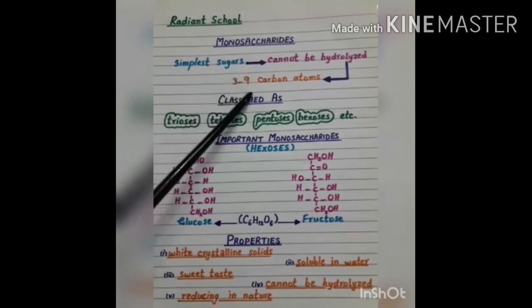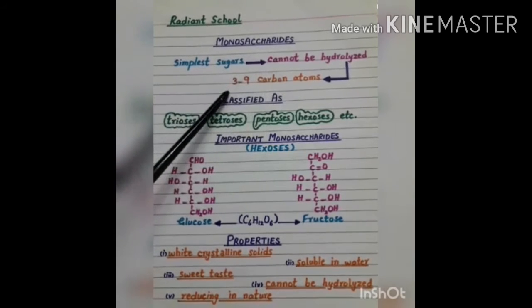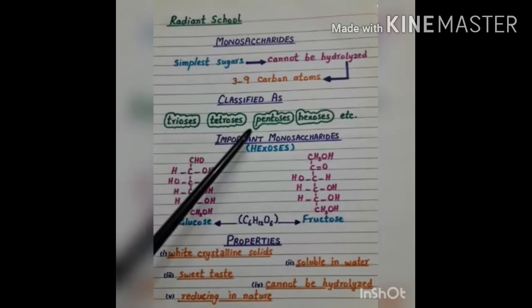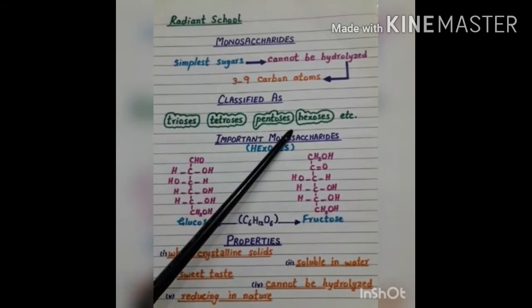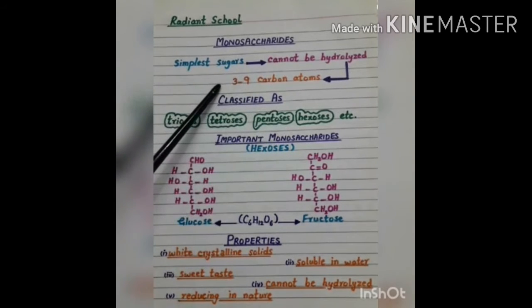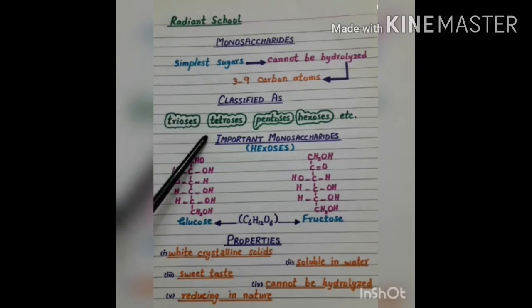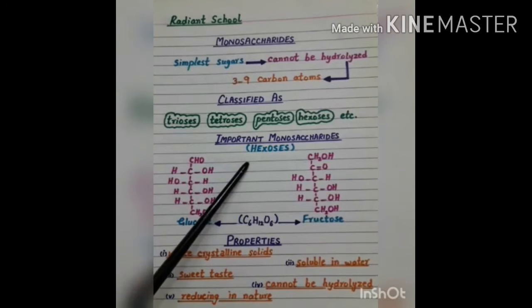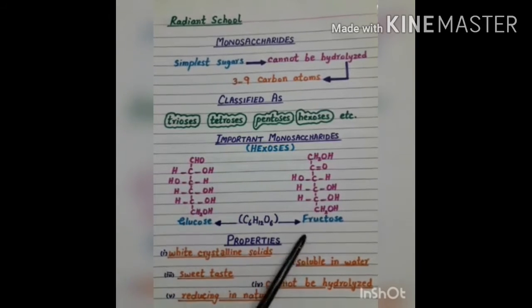Monosaccharides have 3 to 9 carbon atoms, and according to this number of carbon atoms, they are classified as trioses, tetroses, pentoses, and hexoses, etc. A 3 carbon atom compound is known as triose, a 4 carbon atom compound is called tetrose, and so on. The most important monosaccharides are hexoses, and here are examples of hexoses: glucose and fructose.